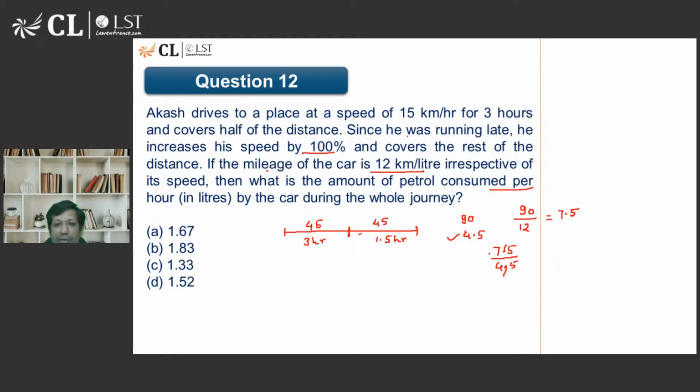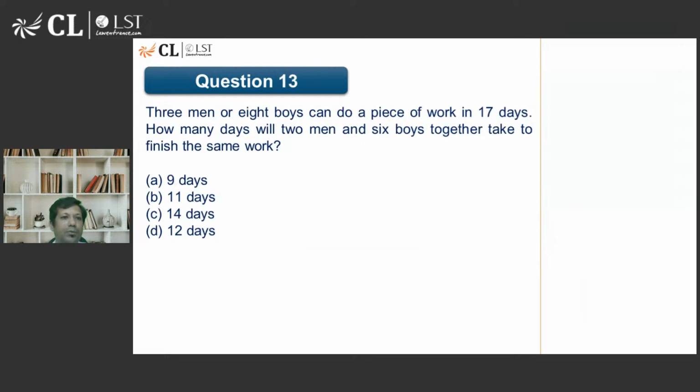So 75 divided by 45. So this is going to be 5 upon 3. So 5 upon 3 is going to be 1.66 or 1.67. So the answer of this question is going to be option A, and that's how we are going to solve the question. Okay. Now, let's see this question. What does it say? 3 men or 8 boys can do a piece of work in 17 days.